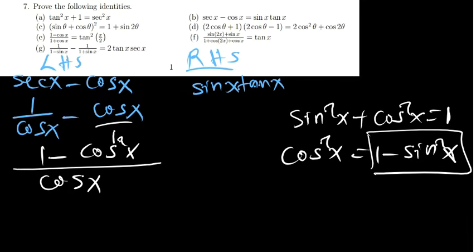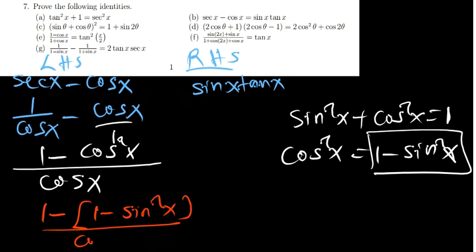The reason why I'm replacing this is because I need to check the right hand side. The right hand side, I've got sine. I need sine to exist. So that's the reason why I have to make this in terms of sine. So I'll say 1 minus, where there is cos squared, I'm going to put 1 minus sine squared x. I divide this by cos x.